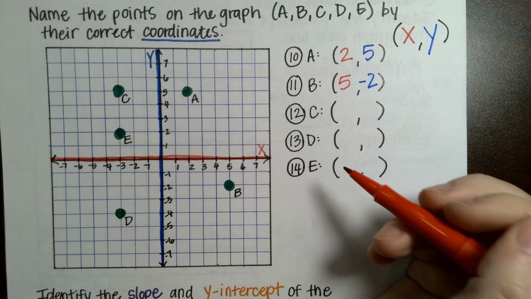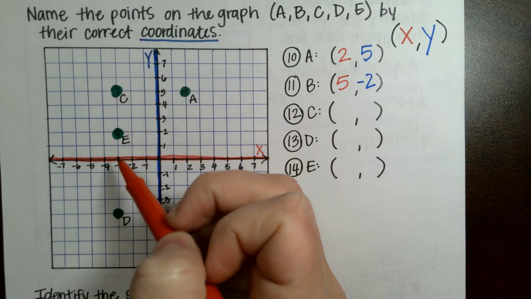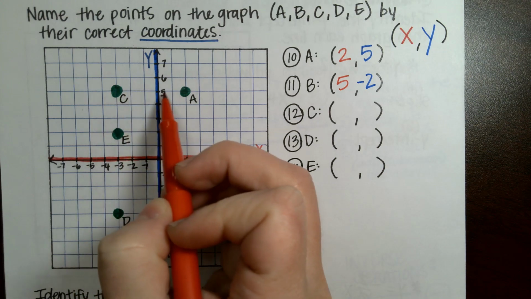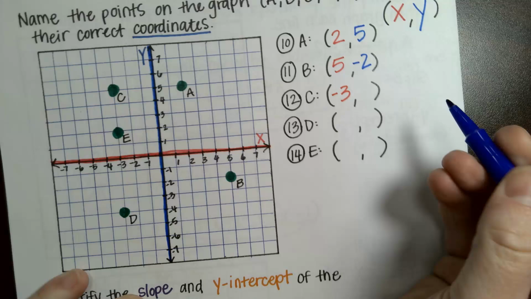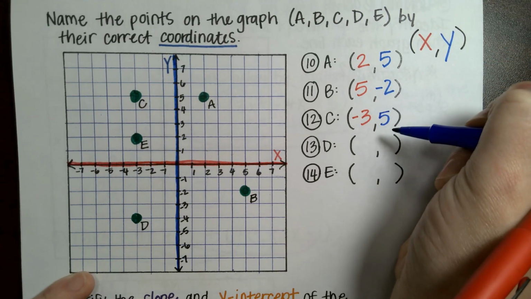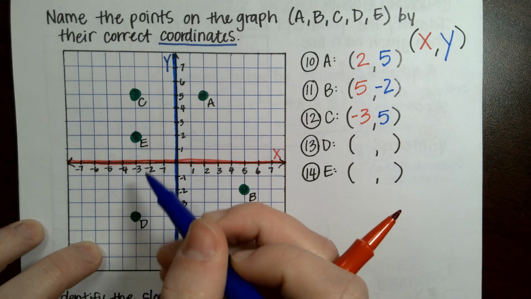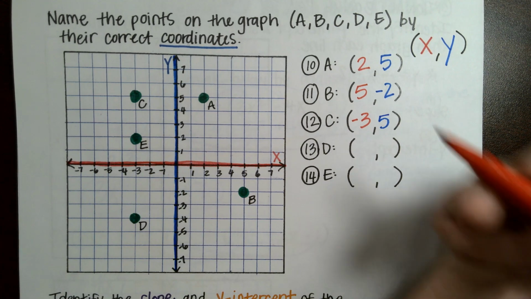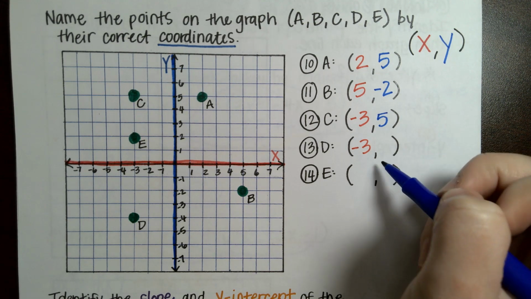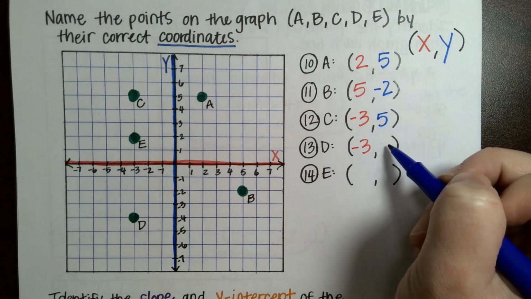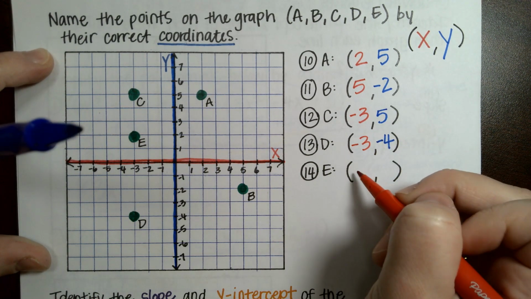Okay. How about point C? Yeah, -3 on the x-axis and 5 on the y-axis. So -3, 5 for C. How about D? -3, -4. Good. -3, -4. I accidentally gave you guys a bunch of -3s, so sorry about that. So -3 and -4. And how about E? -3, 2. Good. -3, 2.